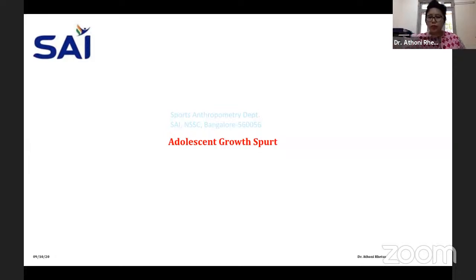So see, lots of research has been conducted on this one. If you go to lots of research articles, there's a finding that speed and agility can be best improved before the onset of the peak height velocity, 12 months before that. Now there is a reason behind it. When the peak height velocity takes place, तो आपकी जो long bones होते हैं, it elongates, okay.